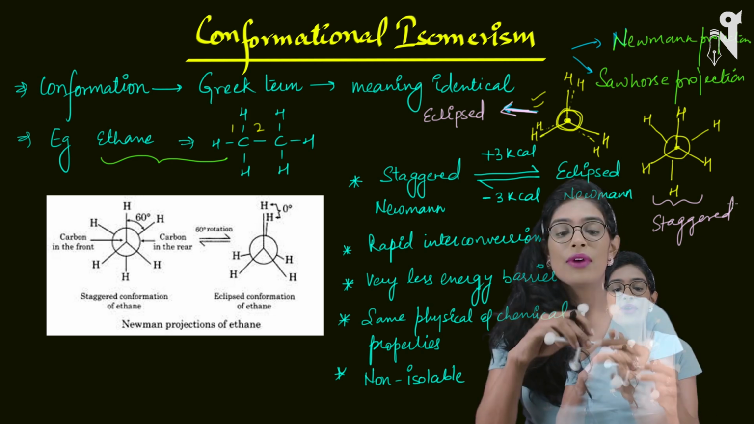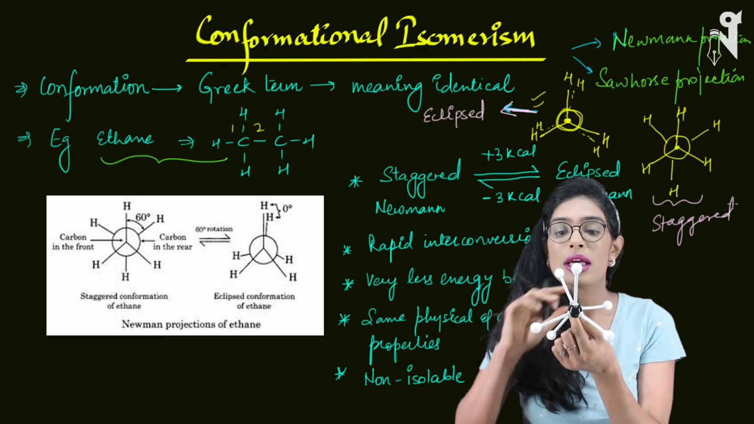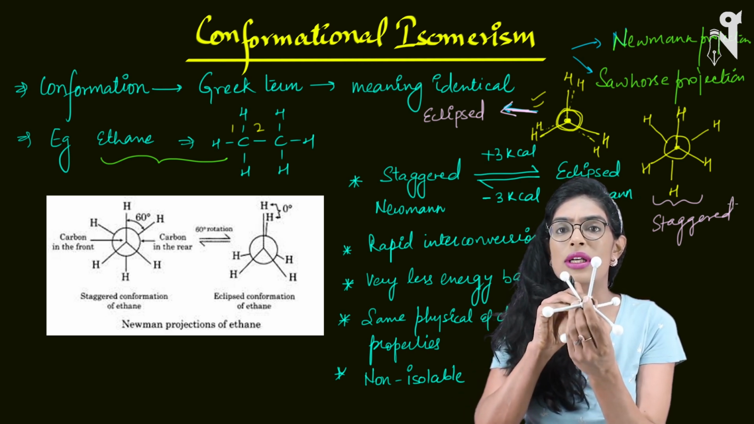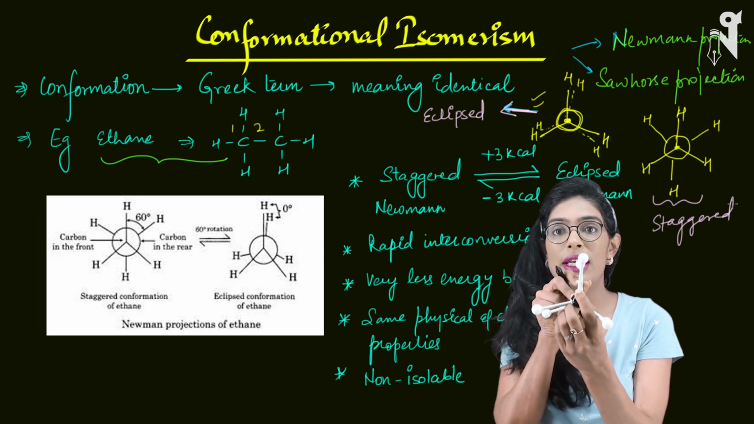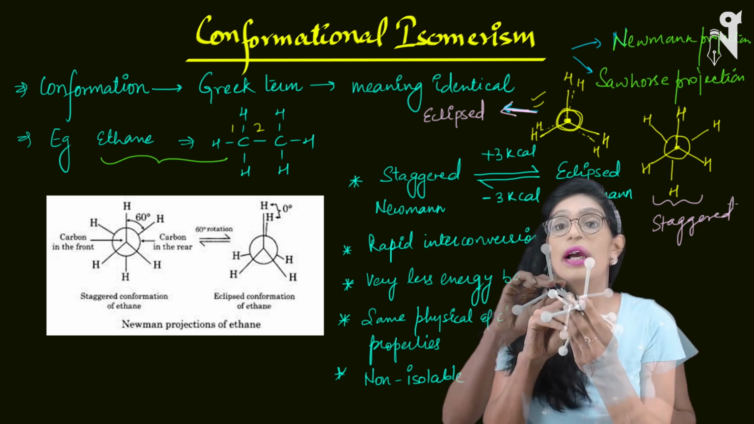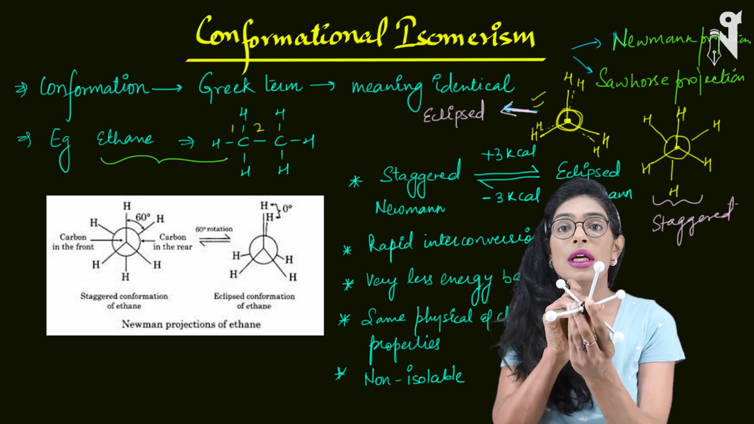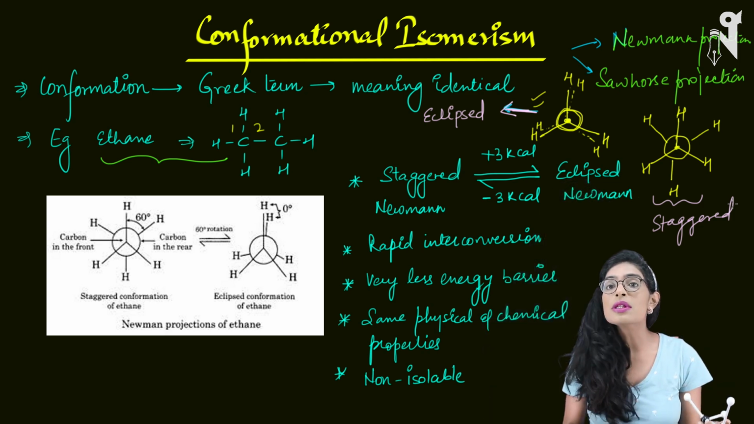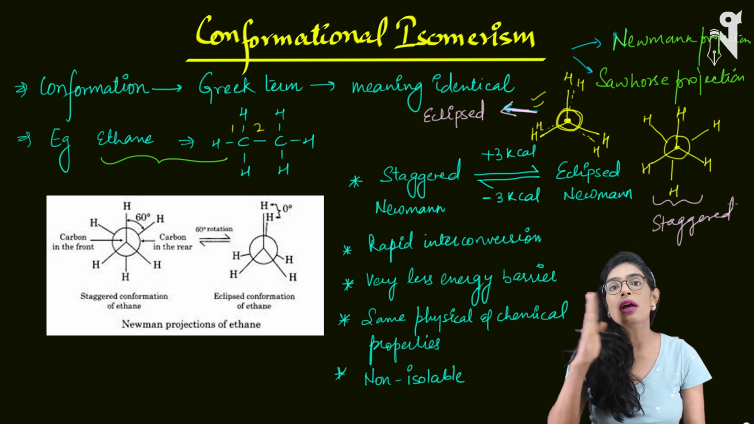Whenever you are rotating, when it is 0 degrees, it is eclipsed. When I rotated to 60 degrees, I got staggered. Again I rotated a further 60 degrees, so basically 120 degrees, and I got eclipsed again. Again I rotate a further 60 degrees, so in total 180 degrees, and I again got staggered. Rotate a further 60 degrees, you will get eclipsed, and again rotate 60 degrees, you will get staggered. That's how in multiples of 60 you do the rotation and see the forms forming at that time. So in the case of ethane, there are only two forms: one is staggered and one is eclipsed.